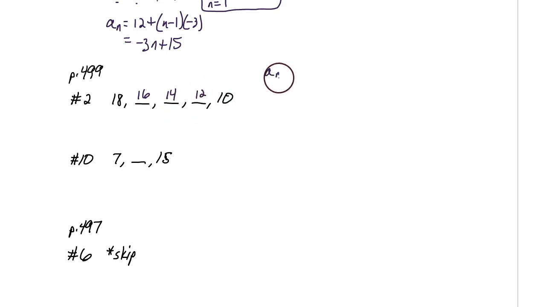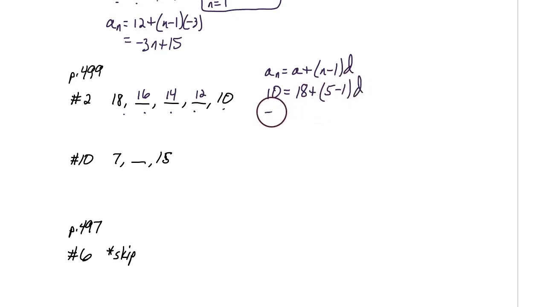So use the general formula for an arithmetic sequence. A sub n equals A plus n minus 1 times D. For A sub n, fill in 10. For A, fill in 18. Now what's the value of n? Well, when we decided to use 10 for A sub n, that was the 5th term. So n is 5. Subtract 18 from both sides and divide by 4 on both sides. And now we see D is -2. So 18 minus 2 is 16, 16 minus 2 is 14, and so on.